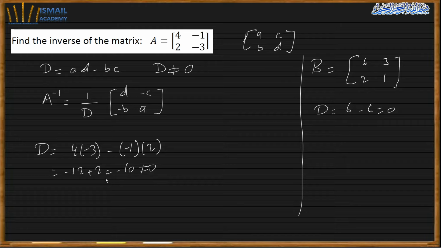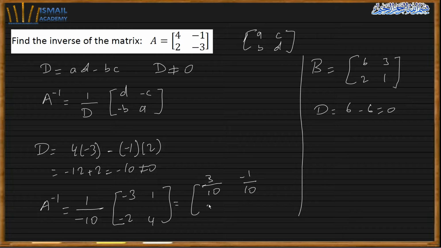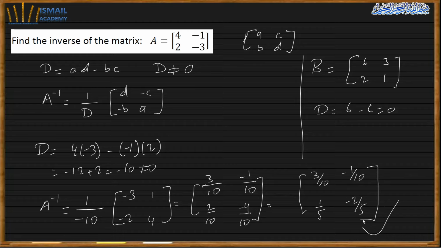Now, here the determinant is minus 10. So my inverse, A inverse, will be 1 over minus 10 times the matrix where I flip the diagonal: 4, minus 2, 1, and so on. Then I distribute the minus 10, so minus 3 over minus 10 is going to be 3 over 10. So it's going to be minus 1 over 10, and here 2 over 10, and minus 4 over 10. Then you simplify. Don't give it without simplest form. So here it's going to be 3 over 10, minus 1 over 10, 1 over 5, and minus 2 over 5. So this will be your inverse.